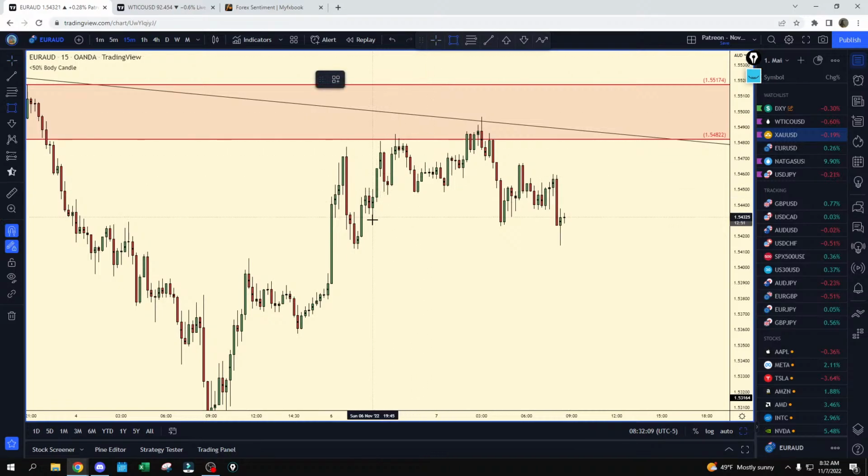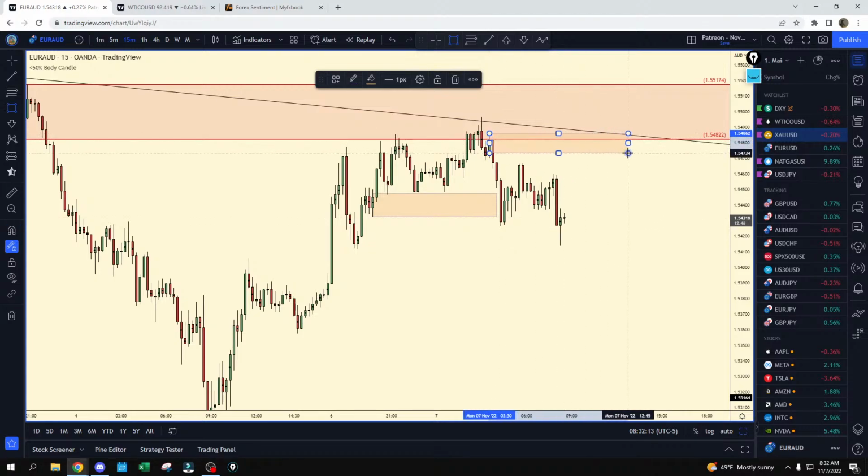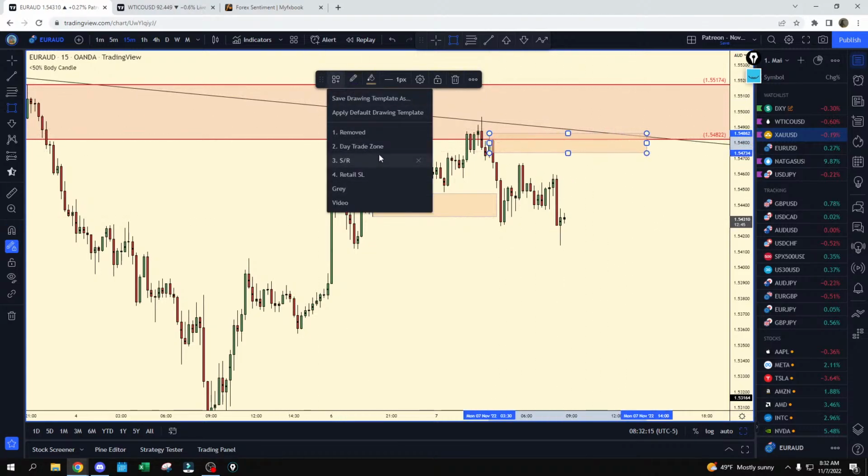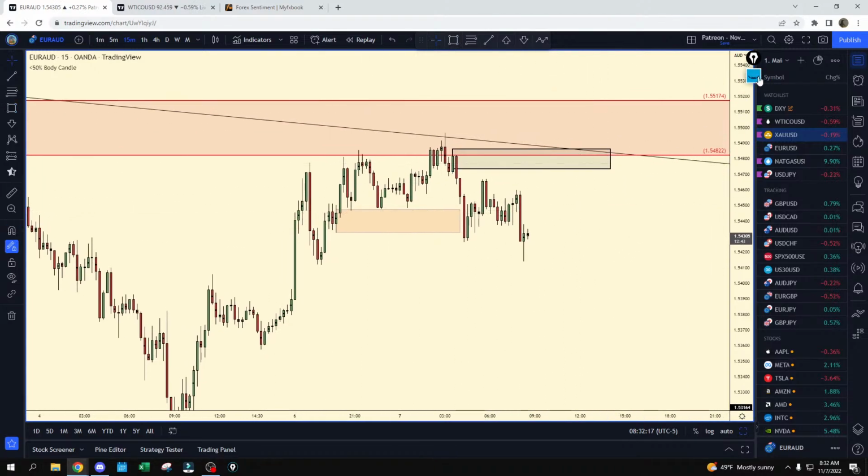As far as setups go, we had this demand and we had supply up here. This 15-minute supply up here would have been a decent area to look for shorts. And it might even be decent now because there is kind of a high right here. So that's pretty much all I'm seeing here on the Euro Aussie.